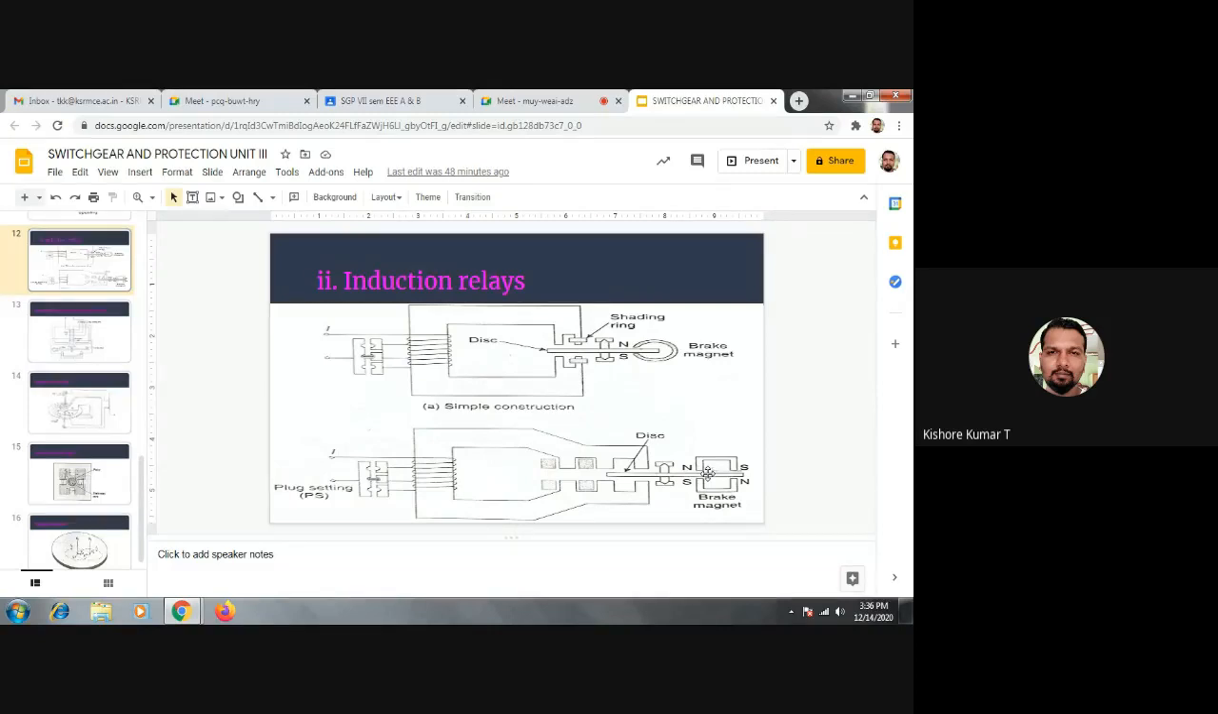So there is another construction, whatever may be the construction that we are going to discuss further. So this is the basic one. The first one is the basic one.